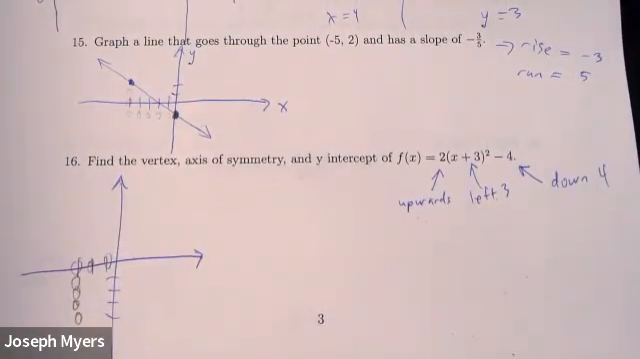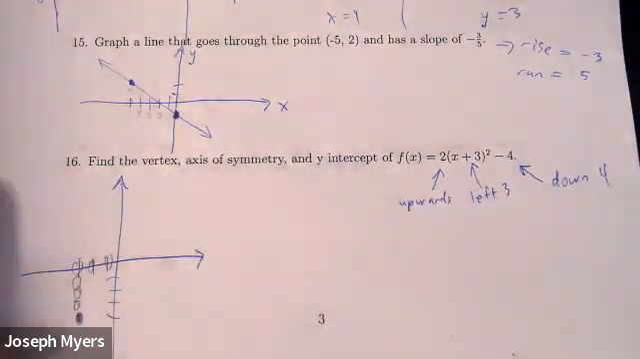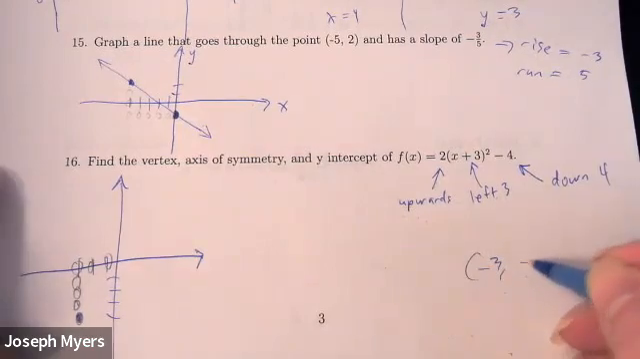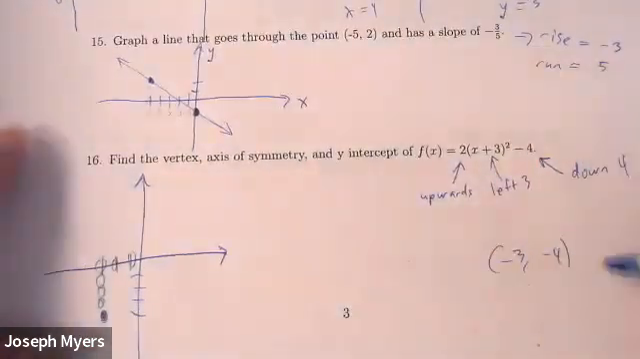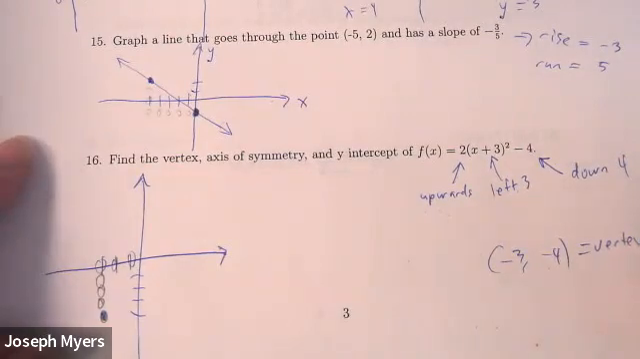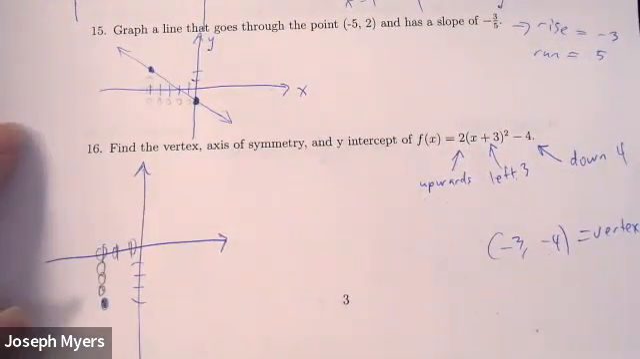Where would I be? I'd be at that point right there, which is -3 and -4, right? So that is the vertex. Now I'm going to make something that opens up starting from there. So, ready?